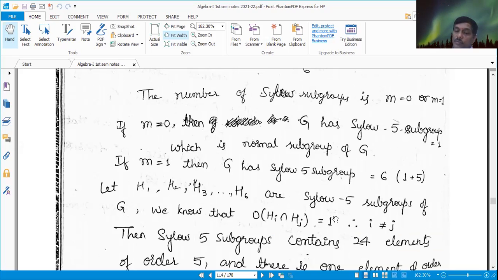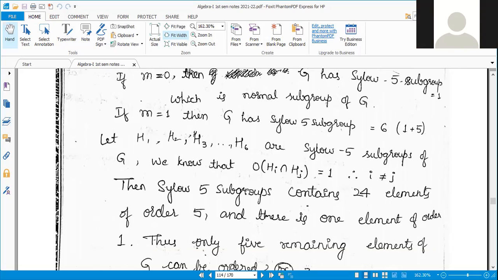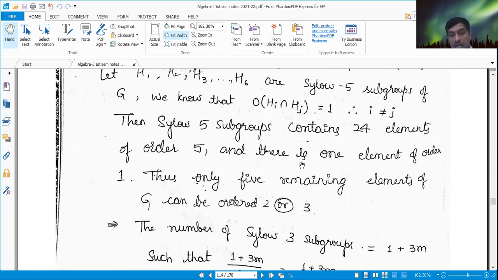Means already 6 will be there in the 30. It is reduced, 6 is reduced, means it becomes 24 elements of order 5. And there is one element of order 1, then what is the only remaining? Here 24 and 1, that is 25. Then the remaining elements of G can be of order 2 or 3.